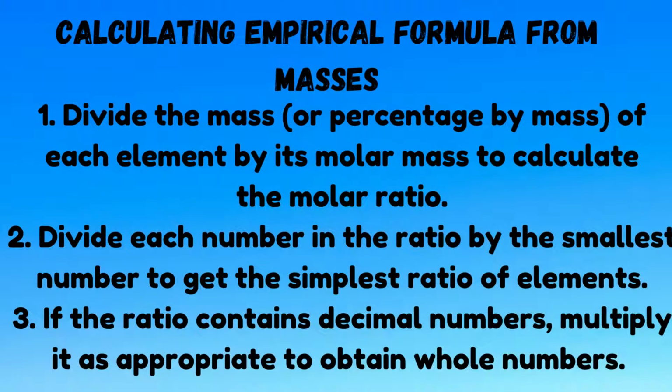How to calculate the empirical formula from masses? Divide the mass or percentage by mass of each element by its molar mass to calculate the molar ratio. After that, divide each number in the ratio by the smallest number to get the simplest ratio of elements. And the last step is, if the ratio contains decimal numbers, multiply as appropriate to obtain whole numbers. So finally you need whole numbers, so make it a whole number by multiplying.